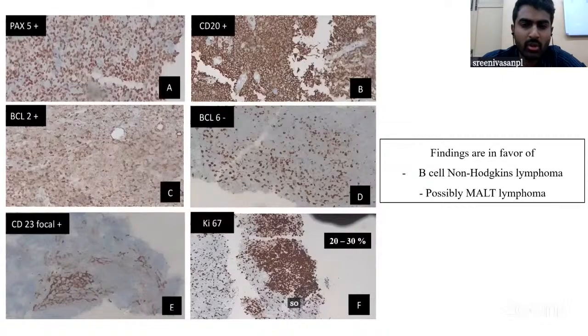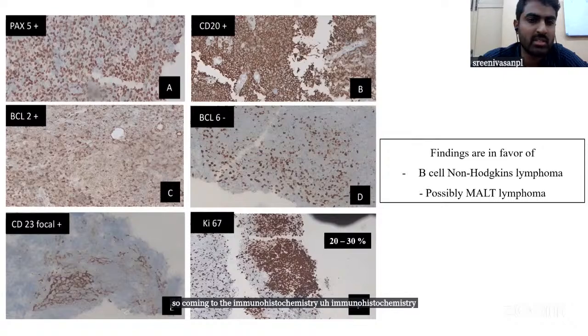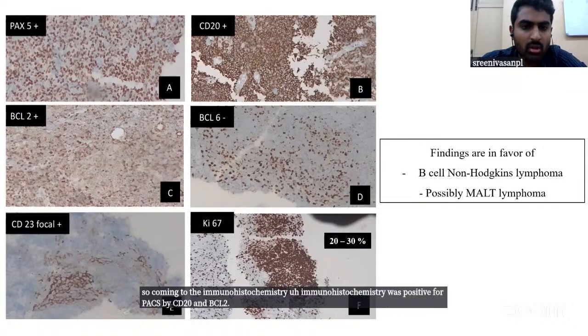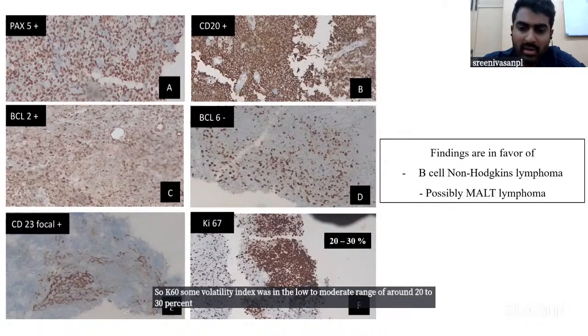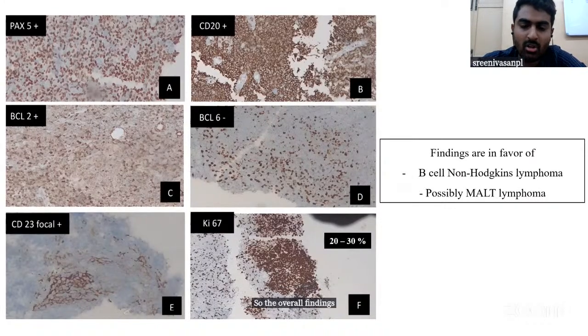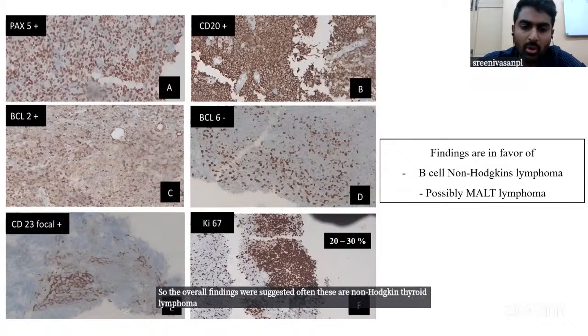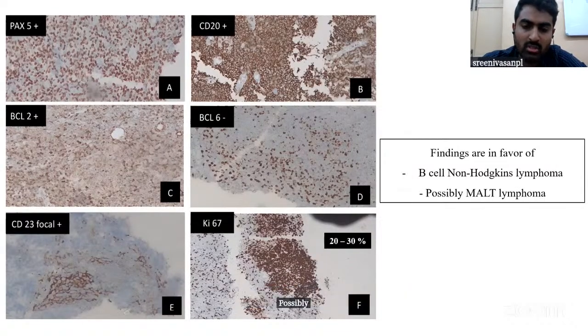So coming to the immunohistochemistry, it was positive for PAX5, CD20, and BCL2, confirming cells of B cell origin. Also, BCL6 was negative, and CD23, which is also a B cell marker, was focal positive. The Ki67 proliferation index was in the low to moderate range, around 20 to 30%. So the overall findings were suggestive of a B cell non-Hodgkin thyroid lymphoma, possibly a MALT lymphoma, that is a mild type of non-Hodgkin lymphoma.